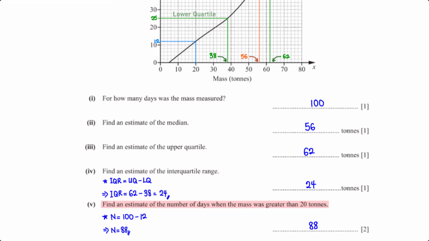Find an estimate of the number of days when the mass was greater than 20 tons. When we map 20 tons from the horizontal axis, we get 12, which represents the number of days when the mass was 20 tons or less. So to get the number of days when the mass was greater than 20 tons, we subtract 12 from 100, which gives us 88.